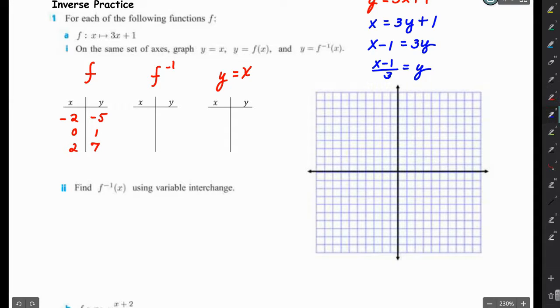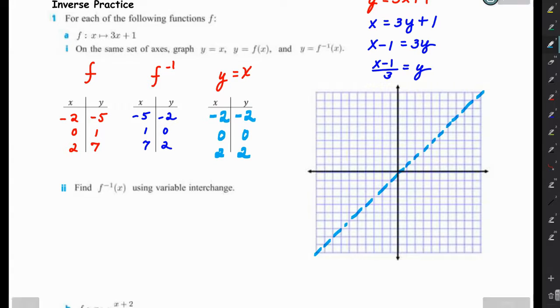For my inverse, I'll do those coordinates in blue. You're just going to flip the points. Nice and easy, okay? And then for the line y equals x, this is a really easy graph to do. If you put, let's say, a -2 in here, you're going to get -2 out. Put 0 in, you're going to get 0 out. If you put 2 in, you're going to get 2 out. Right, so I'm going to draw that line y equals x first. And now I'm going to draw in my f and my f inverse.